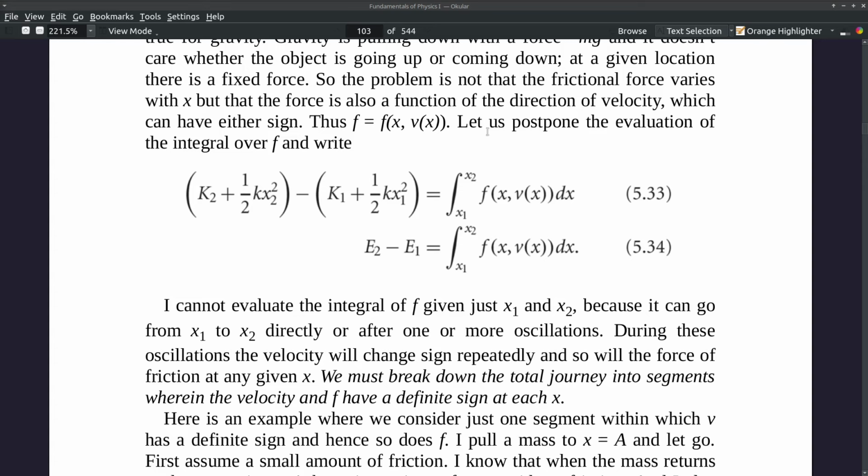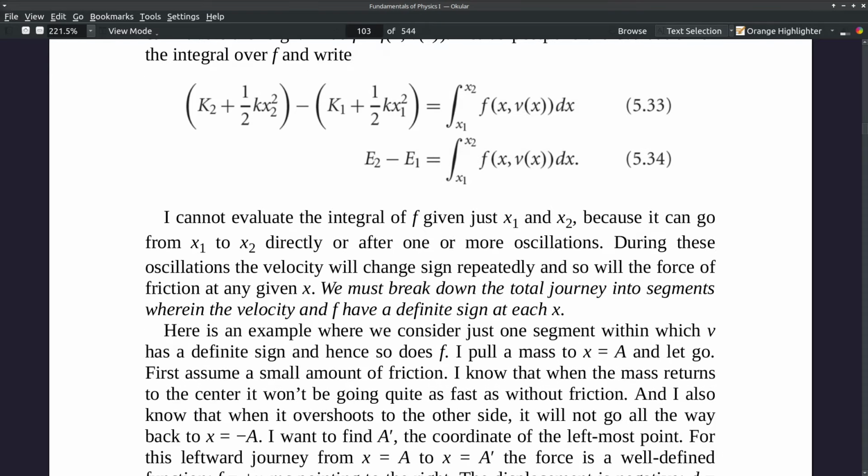Let us postpone the evaluation of the integral over little f, and let us write it as this. He just changed little f to little f of x comma v sub x, or v of x. All right, and then e sub 2 minus e sub 1 equals that integral.